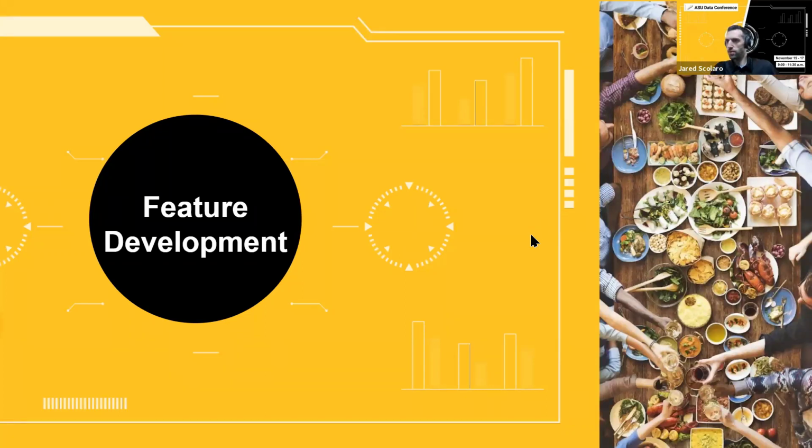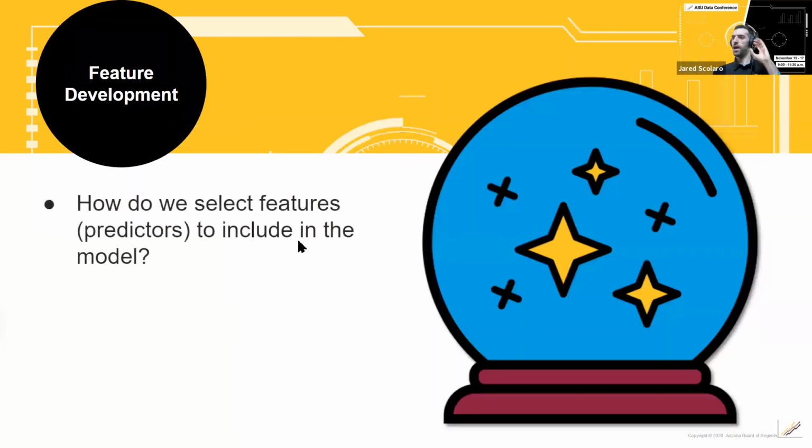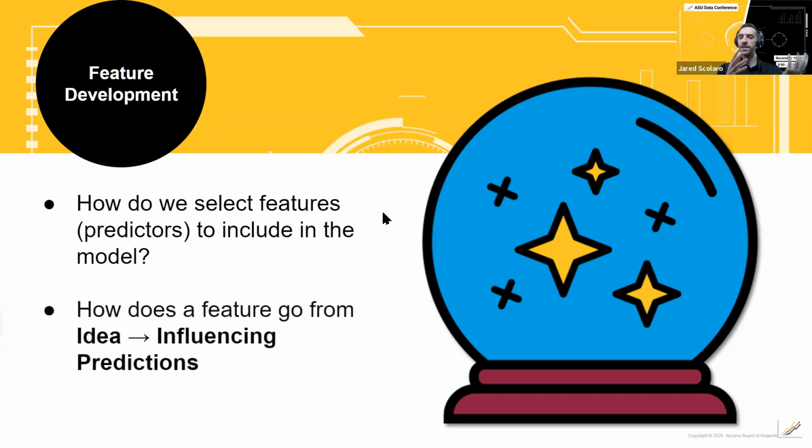So then there's this question here: where do these features come from? I'll put it like this: how do we select features, which is a word I'm using interchangeably with predictors, to include in the model? And how does a feature go from just an idea that someone has?